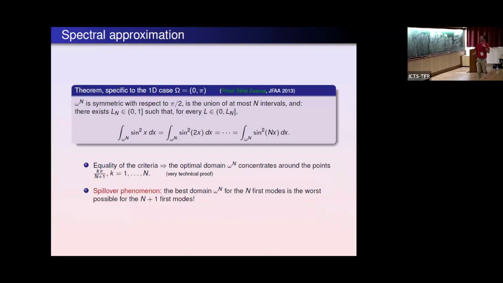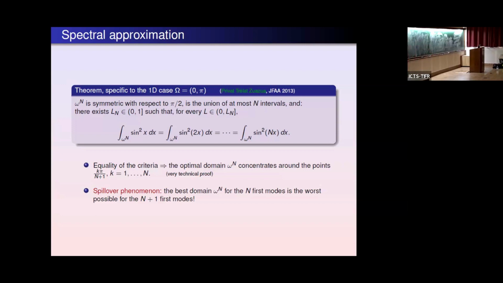And maybe one word about that: we have been able to prove a very bad theorem in 1D. Let me rather comment on the consequence. We have proved that in 1D, the optimal domains omega n enjoy the very nasty spillover phenomenon. That is, look, the nightmare.